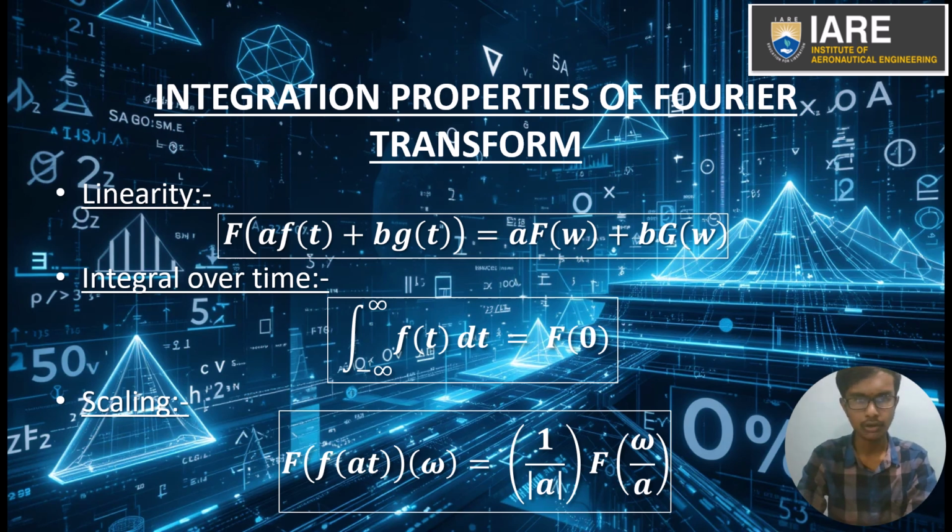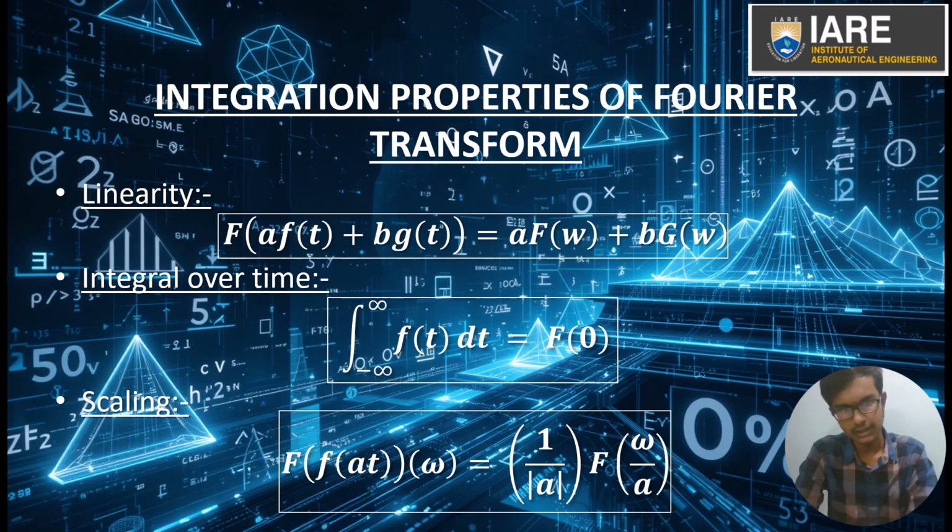The Fourier transform is linear in this scenario, which means that if we add two functions, their transforms also add. If you multiply a function by a constant, its transform also scales by the same constant. This makes it very easy to work with combinations of signals.